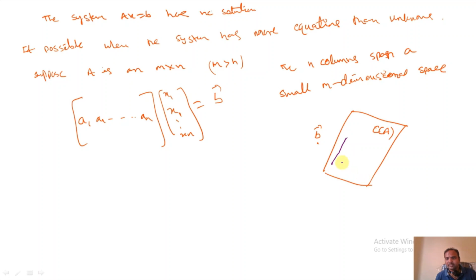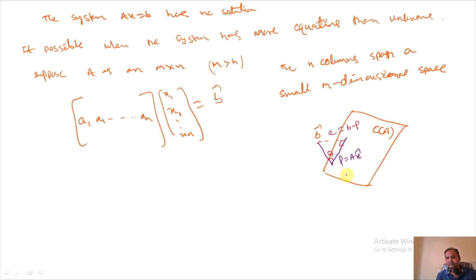We are taking the projection, p equal to A x hat, which we already discussed last class. Suppose this is the b vector. Projecting it, we get the projection p and an error vector. This error is b minus p. It makes a right angle triangle.